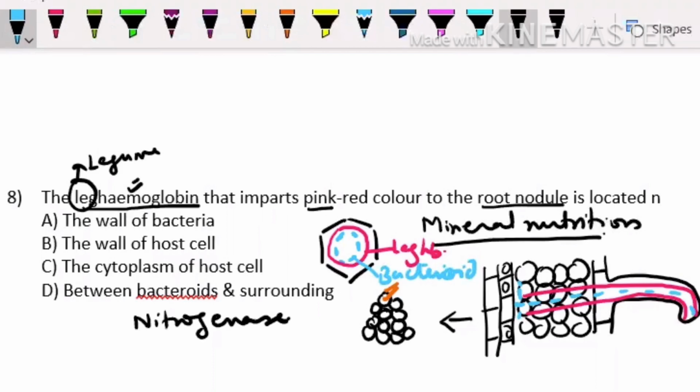So your answer will go to option D. It is not present in the wall of the bacteria. It is not present in the wall of the host cell. From the diagram, it is clear. In the cytoplasm of the host cell, okay, fine, it is present in the cytoplasm of the host cell, but where? The best option will be between bacteroids and surrounding.